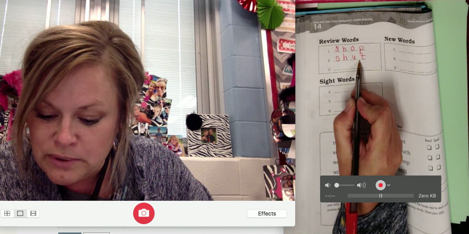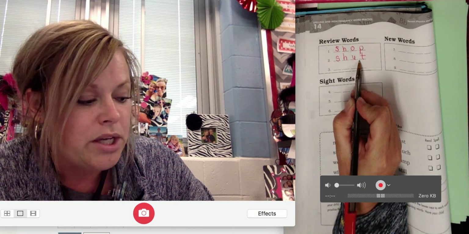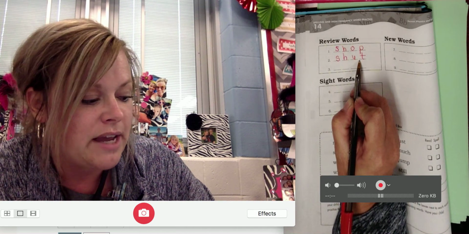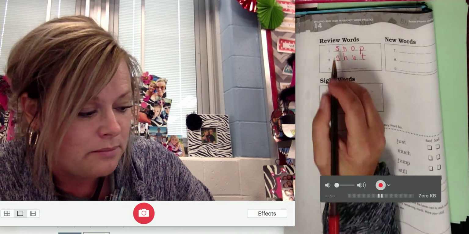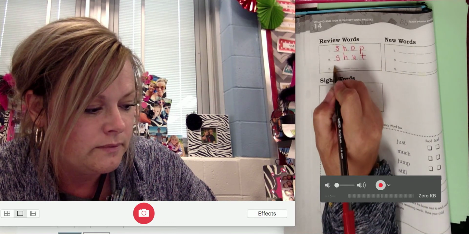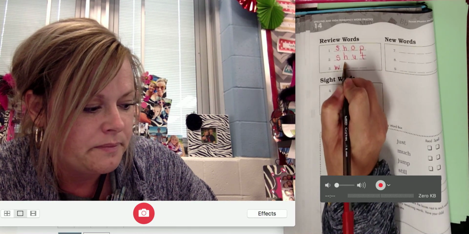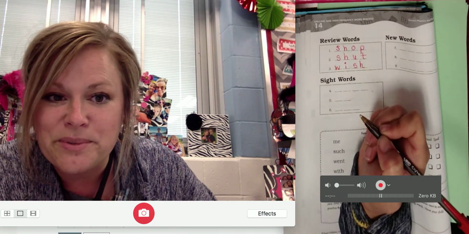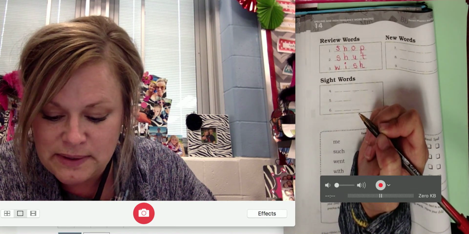Number two. Number three is wish. Go ahead and repeat wish. I hear the digraph sh in the final position that time. Go ahead and write it. And there's wish. Compare with yours.